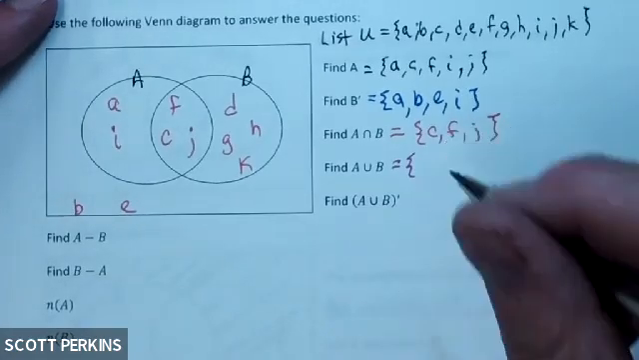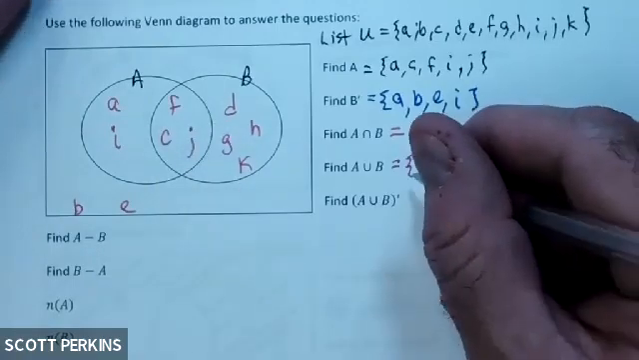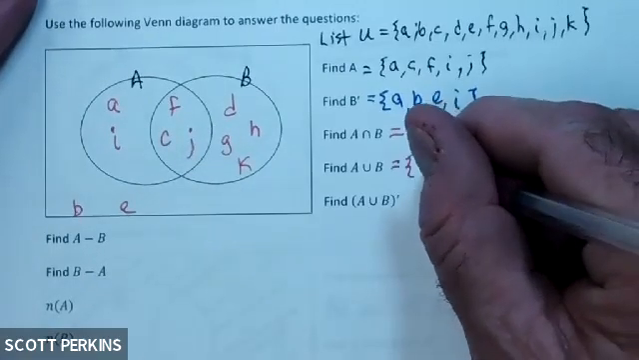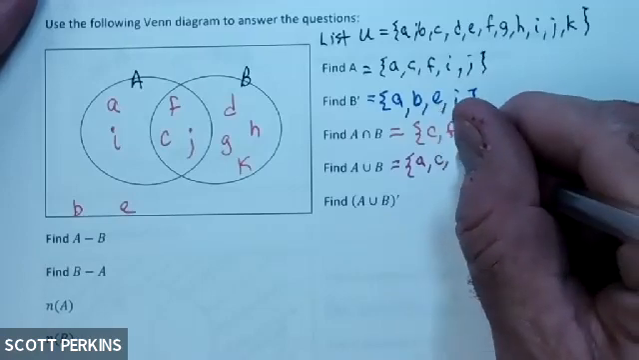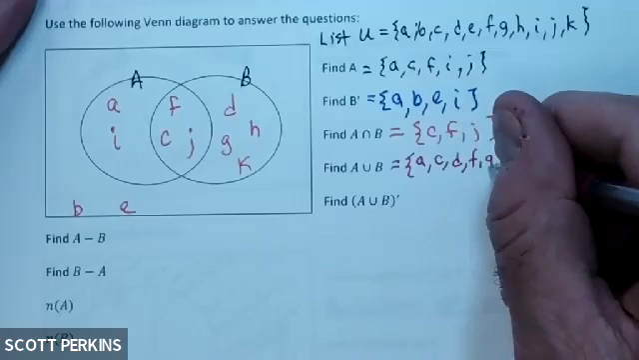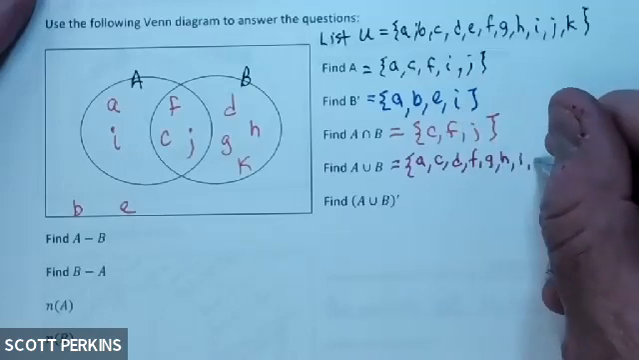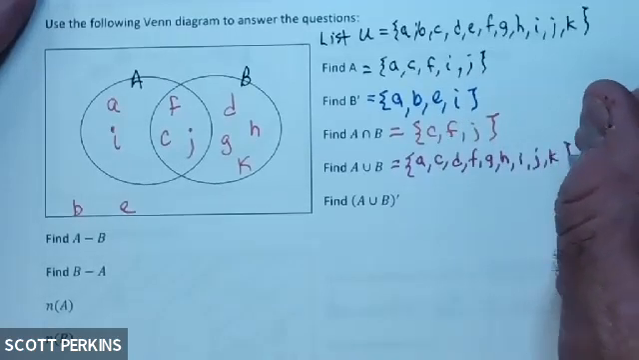So the union is just everything in those two circles, again, in whatever order you want to write them down, but I'm going to go alphabetical. So we've got A, C, D, F, G, H, I, J, and finally K.